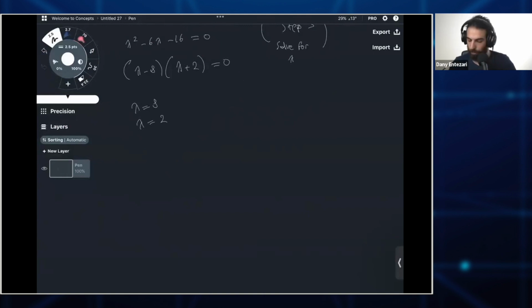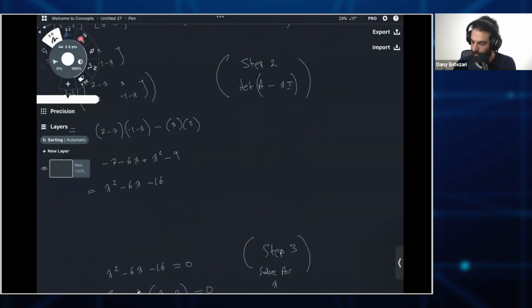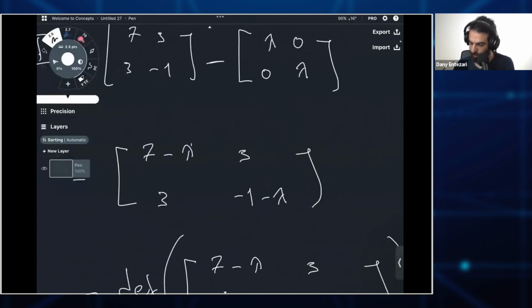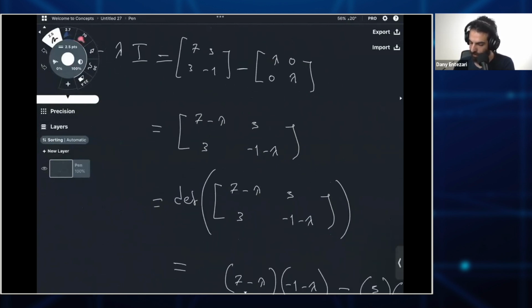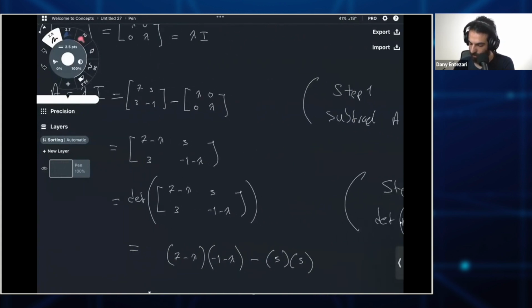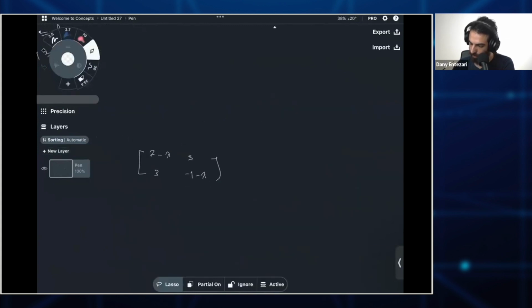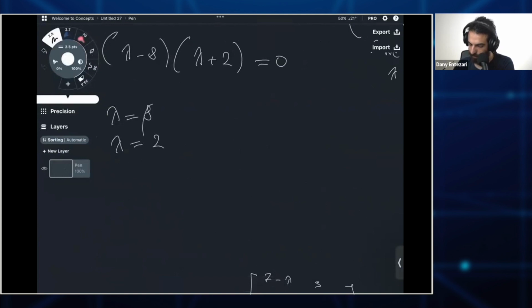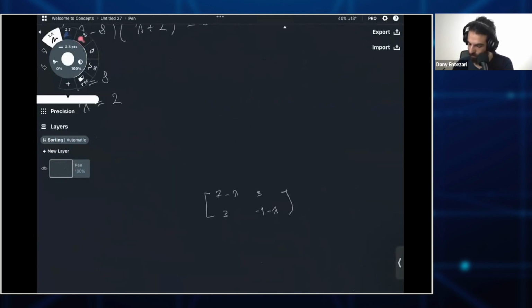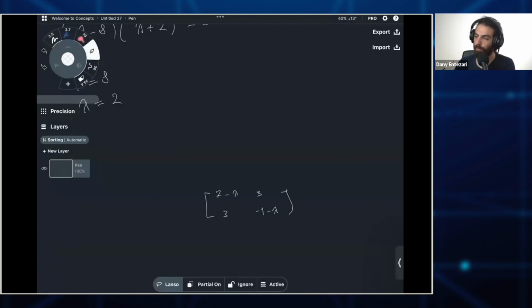Now what we can do is go back to the lambda times I matrix. So this one up here, we're going to plug in the values for lambda. As a matter of fact, let me copy this. This will be step 4. So for step 4, we have these two roots. We can use either one of them. Let's do 8 first, although the solution will work for either one. Both of those will give you your eigenvector.